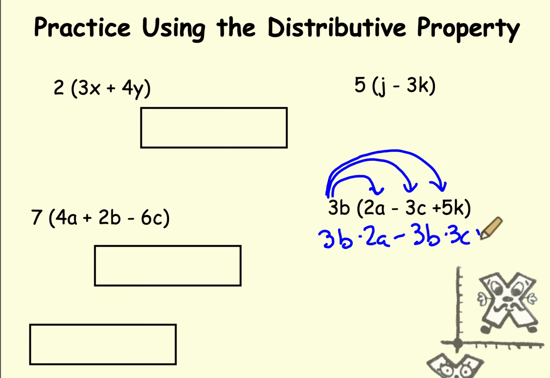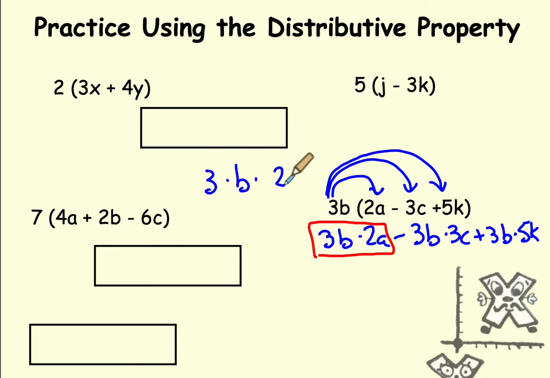And next we're going to do plus 3b times 5k. So now when we're simplifying, this right here means 3 times b times 2 times a. And remember, it doesn't matter what order you multiply numbers in. That's the commutative property. So 3 times 2, we know what that is from elementary school. That's 6. But b and a, we don't know the values of them right now. So the only thing we can do is write them as neighbors. So we would write it 6 times a times b.